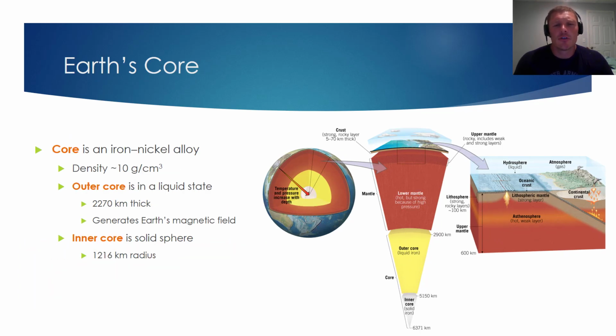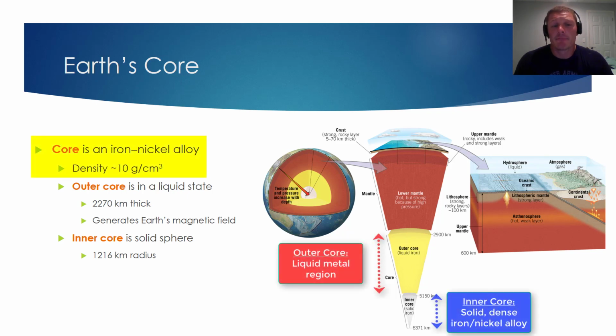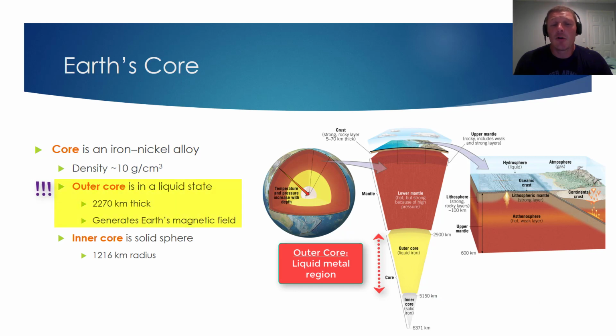Let's continue our journey towards the center of our planet. Earth's core is predominantly an iron-nickel alloy, and with a density of about 10 grams per cubic centimeter, the core is over 3 times as dense as Earth's crust. Now, a very important note to make is that the outer core is in a liquid state. It literally is sloshing liquid metal.